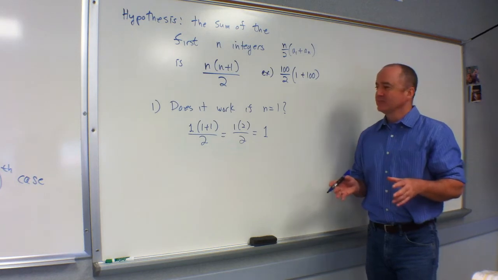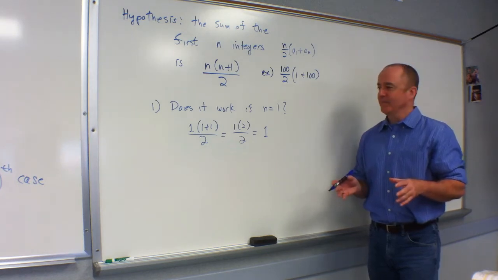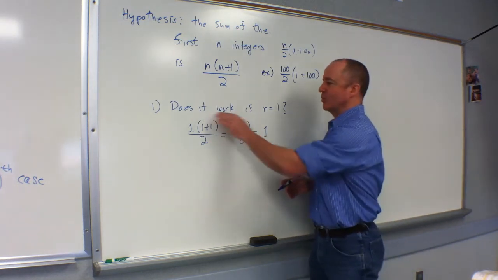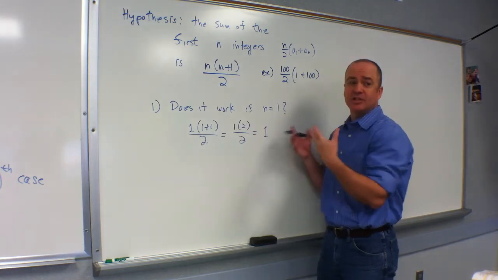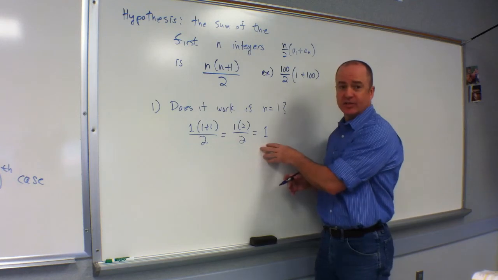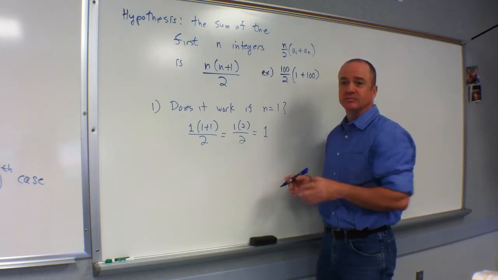Because 1 is like a weird number. Like it's not a good number. Well, yeah, the question is, does it work for n equals 1? But the answer doesn't have to be 1. If I was using a different rule, I could get a different answer. And I'll show you that in a sec. How would it not work?